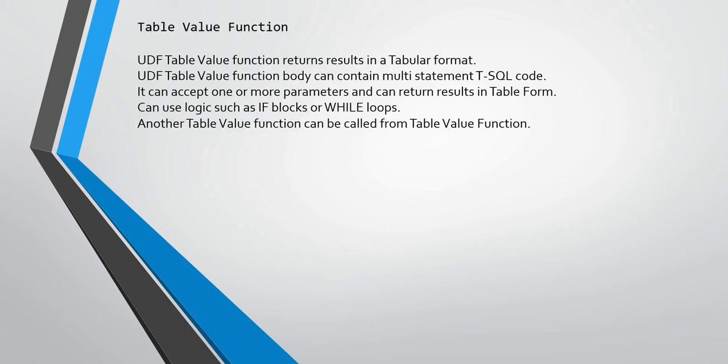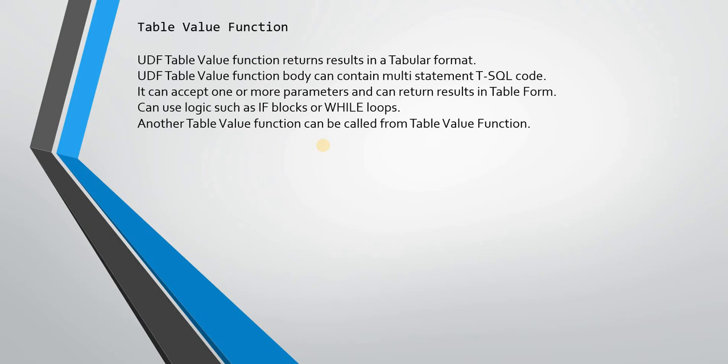So what is a table value function? A UDF table value function returns results in a tabular format. It's very simple, right? It sends the result set back in a table format, so an actual table is returned from this function. Unlike a scalar function, which, as you might have seen, returns just one single data type, or one single value, here the full table can be returned. The UDF table value function body can contain multiple T-SQL statements, right?